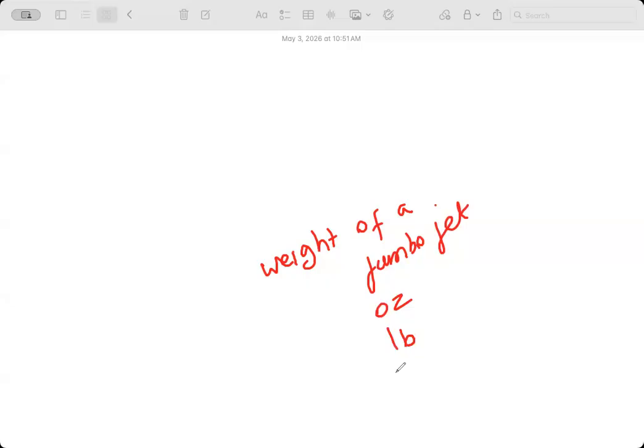Okay. The weight of a jumbo jet is measured in what? Is it ounces, pounds or tons? Tons. Yes, a jumbo jet is a big jet. Okay, let's see this one. An adult elephant's weight, how will you measure? Tons. Good job.